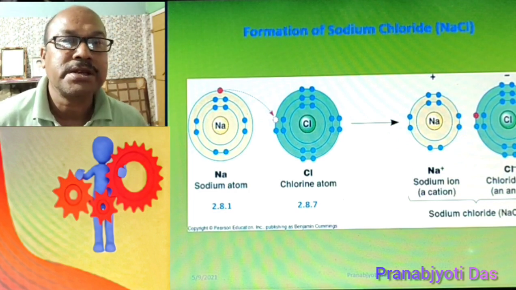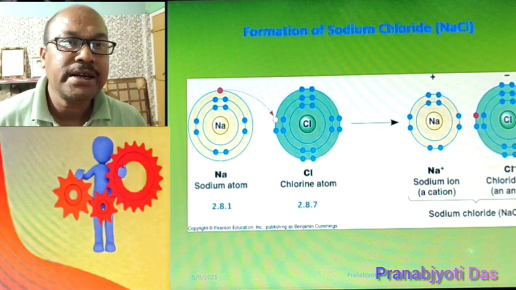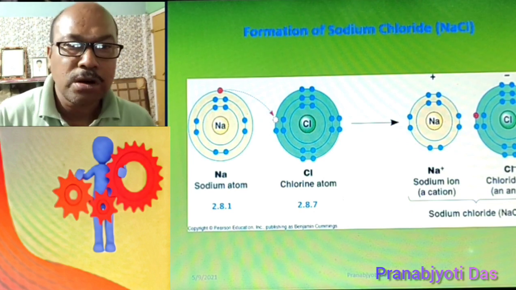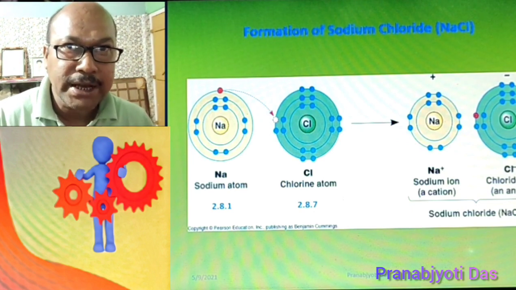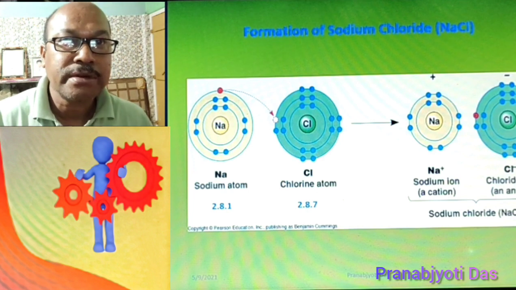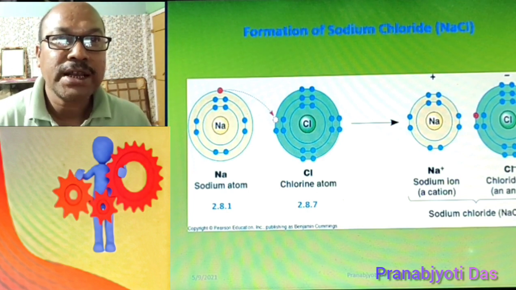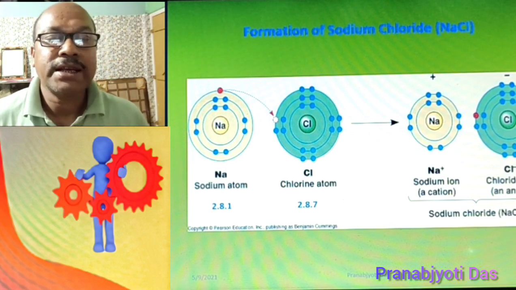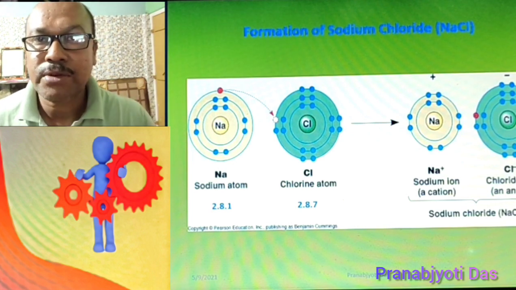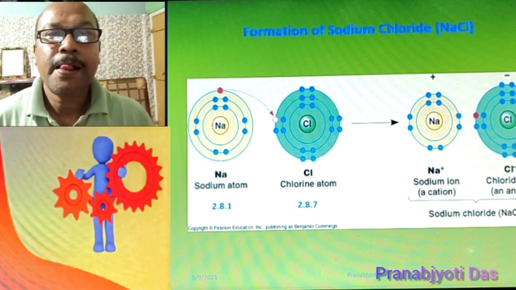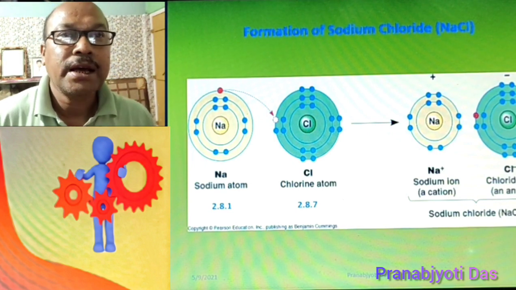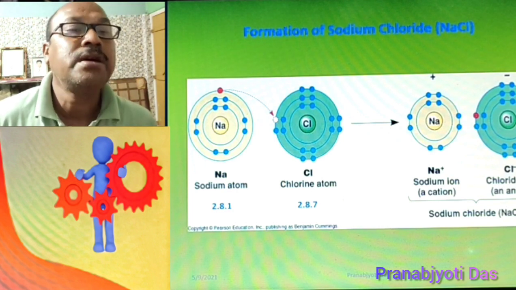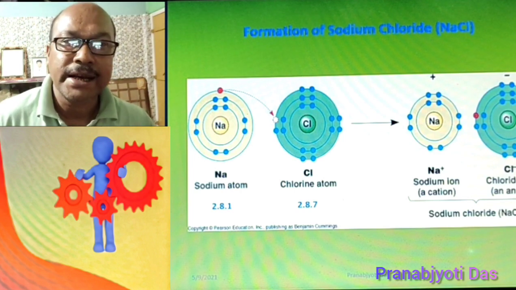You can see this in the diagram. It's very clear. On the left hand side there is sodium, and the outermost orbit contains a red colored dot, which is actually the electron. It is shifted from sodium to chlorine. So you can see on the right hand side, the red colored electron from sodium has come to chlorine. As a result, their electronic configurations change from 2, 8, 1 to 2, 8, and 2, 8, 7 to 2, 8, 8. At the same time, sodium on the right hand side has changed to sodium positive ion, and chlorine has been converted to chloride negative ion.